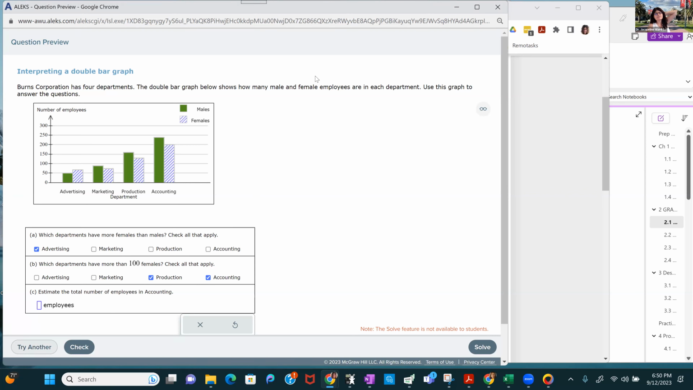Estimate the total number of employees in accounting. So there are 200 females. And how many males? Well, halfway through would be 225, but that looks more like maybe 230, 235. It ought to accept either one. So we add them together and we get, let's try 430 and see if it accepts that. It ought to have some tolerance. So I'm saying 430.